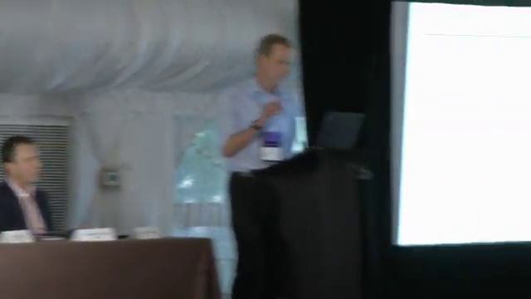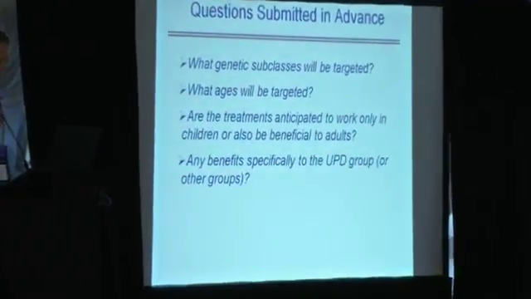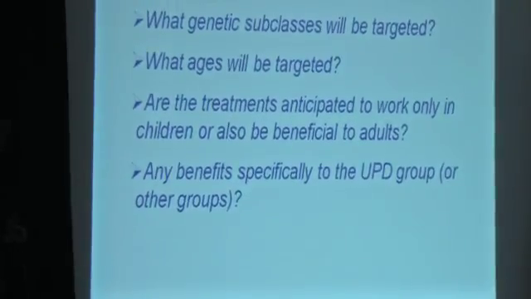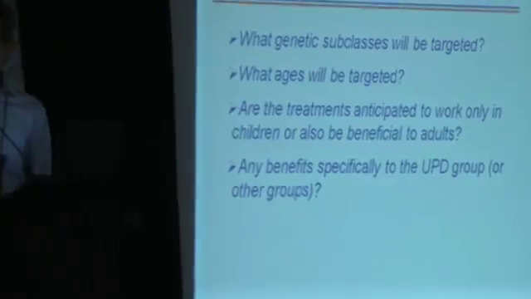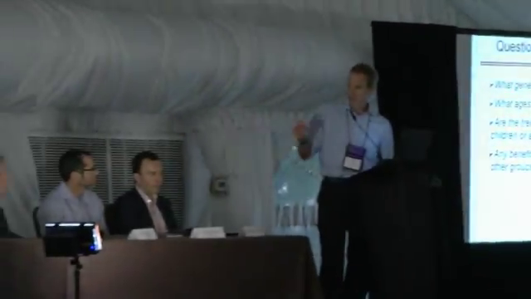So I think the general principle is the earlier we can go in, the better. So the next question is, are there any benefits specific to the UPD group? And then I add also any other group. So we have various different genetic subclasses. Are different genetic subclasses anticipated to respond differently? And Eugene, maybe, I know this is a specific question concerning the ASO approach.